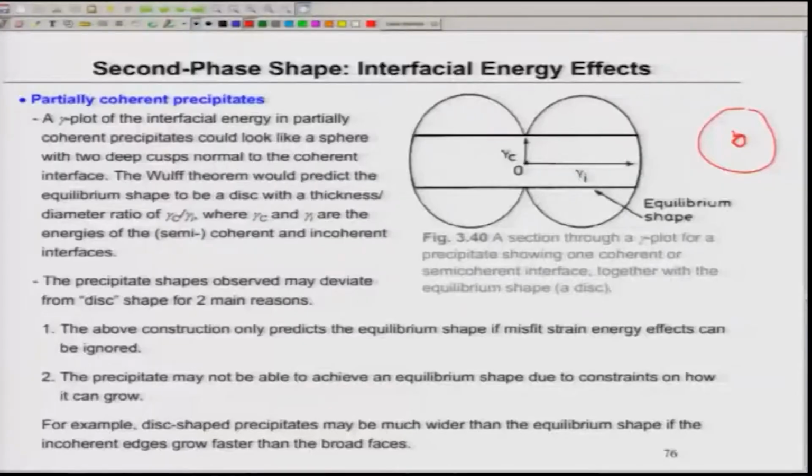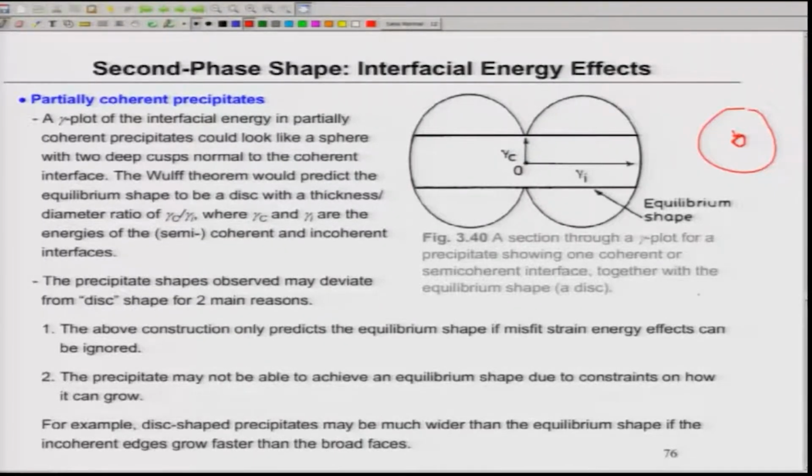Second, the precipitate may not be able to reach the equilibrium state. In that case also, it may not have a disk shape. The precipitate may be much wider than the equilibrium shape if the incoherent edges grow faster than the coherent ones. That we will see in the next few slides. Finally, if a few of the surfaces are semi-coherent and a few are incoherent, then you will have a disk-shaped precipitate like this.